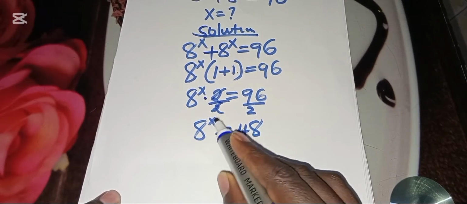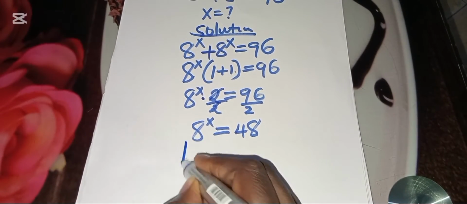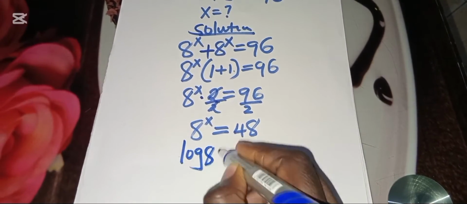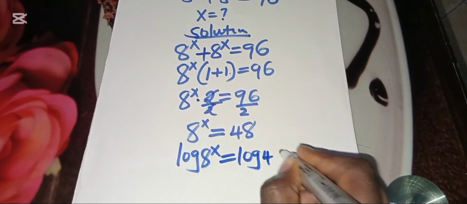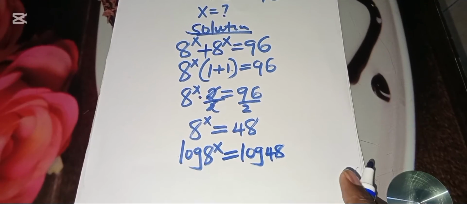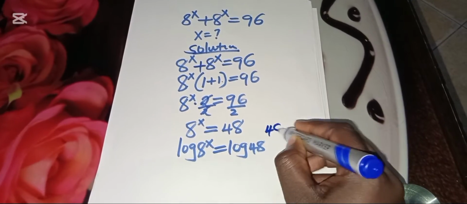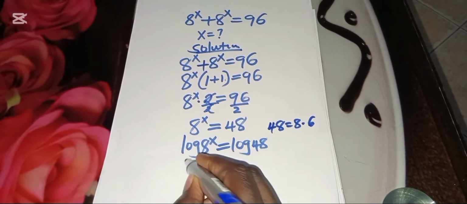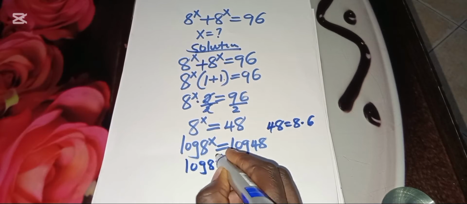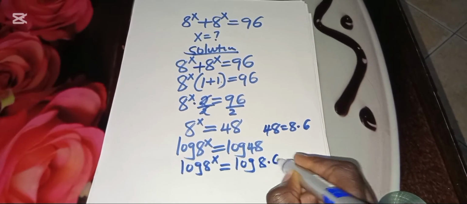So that now, to solve for the value of x, we introduce the natural logarithm, so that we're going to have log 8 raised to power x equal to log 48. 48 can be expressed as 8 multiplied by 6. So that now you're going to have log 8 raised to power x equal to log of 8 multiplied by 6.